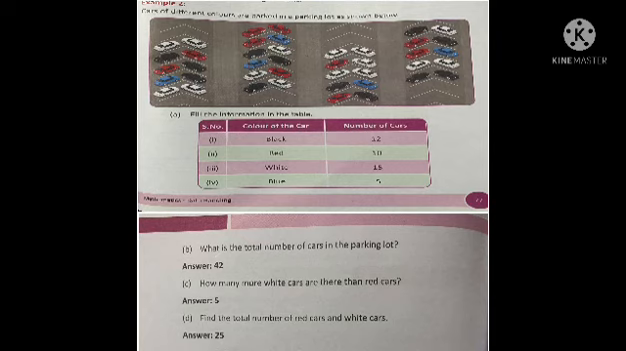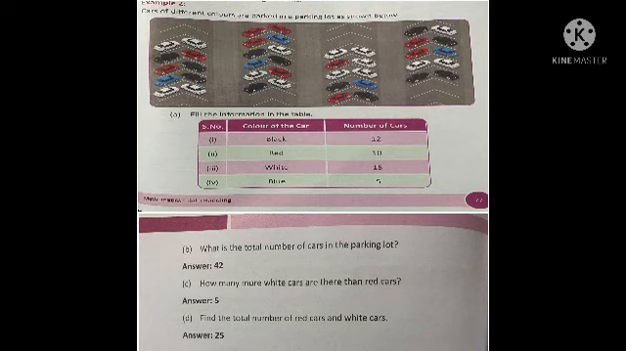Now, what is the total number of cars in the parking lot? The answer is 42. How will you get the 42? When you add 12 plus 10 plus 15 plus 5, all the number of the cars, when added together, you will get the answer 42.